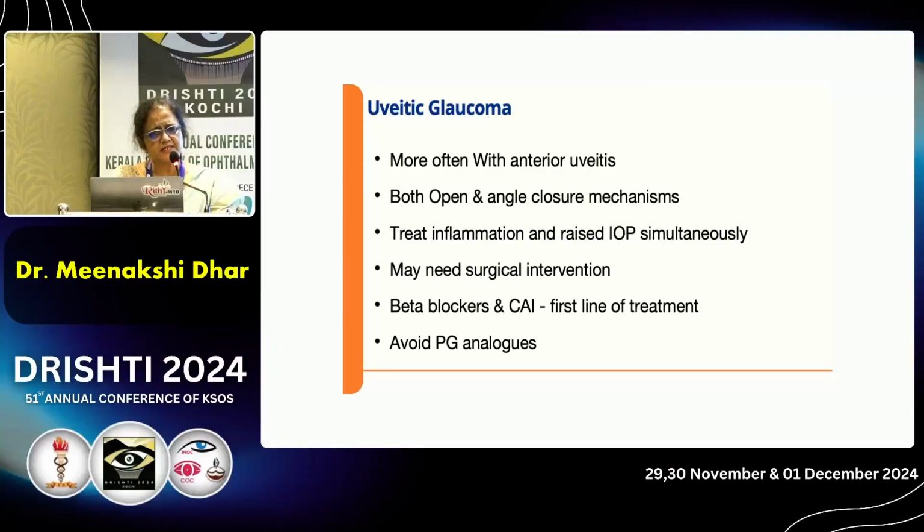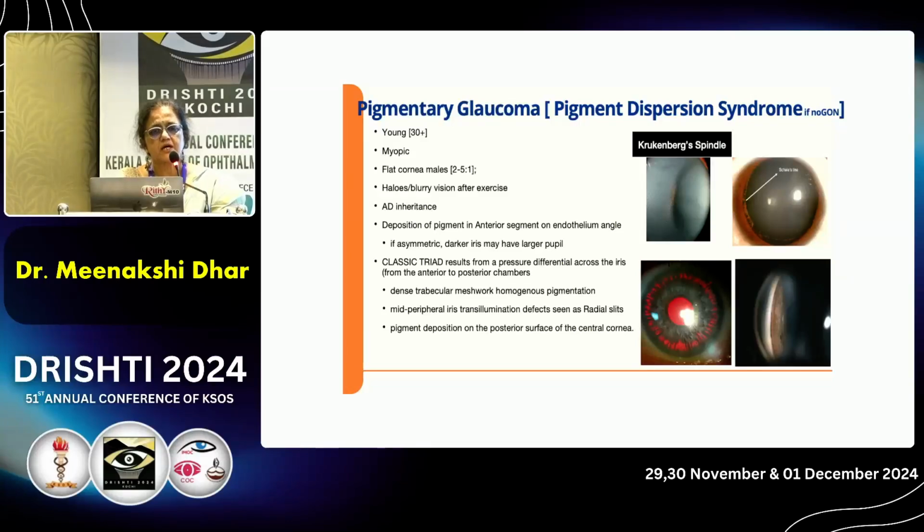It may need surgical intervention. Beta blockers and CAIs should be used first, and one should, as one knows, avoid PG analogues. Coming to pigmentary glaucoma, a pigmentary dispersion syndrome may be present without any optic neuropathy and visual field changes. And in glaucoma, it happens more in the young and more often in myopes.